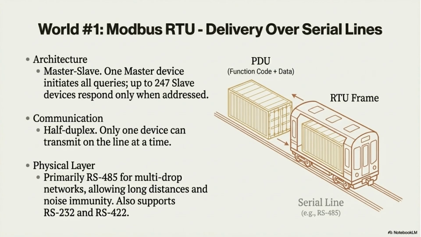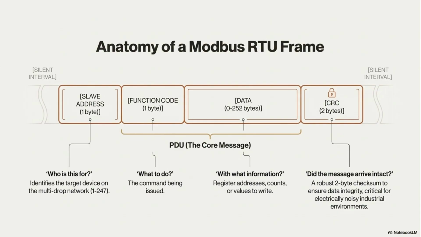World 1 is Modbus RTU, which delivers the PDU over serial lines, primarily RS-485. It uses a master-slave architecture where only one device can transmit at a time, known as half-duplex communication. An RTU frame wraps the PDU with a slave address and a robust 2-byte cyclic redundancy checksum, or CRC. The address identifies the target device, and the CRC ensures the message arrives intact in noisy industrial environments.